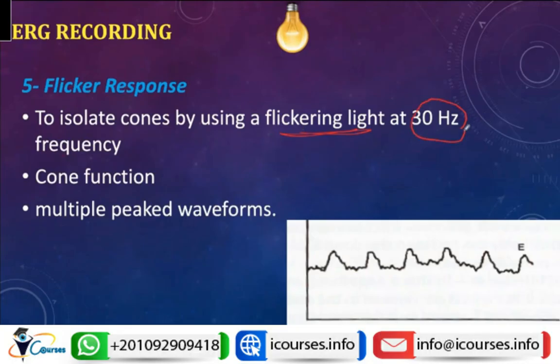that will have a frequency of 30 Hertz. If we present an intermittent light with this frequency, this will lead to a response that's coming only from the cones, as the rods cannot respond to this higher frequency. So this will lead to multiple small waveforms that are referred to as the flicker response. If the flicker response is poor, then this means that the cones are not functioning well.